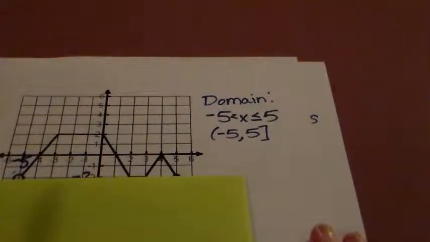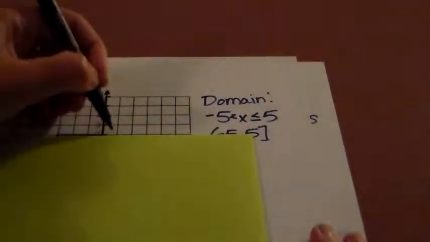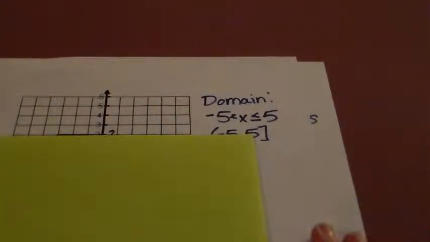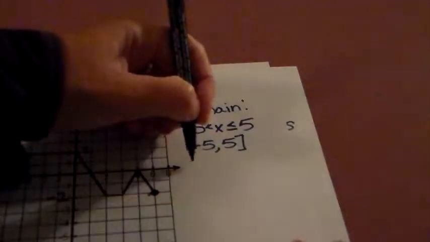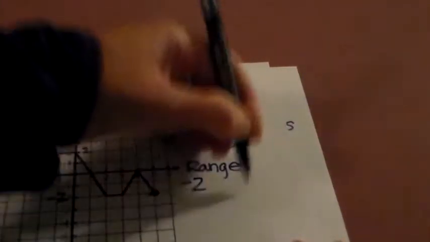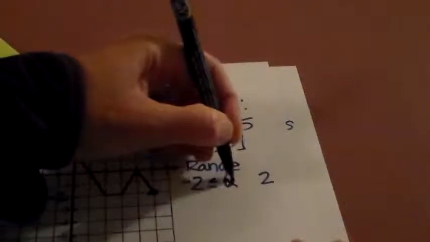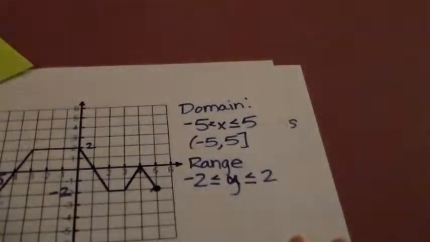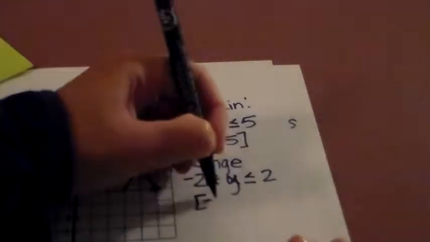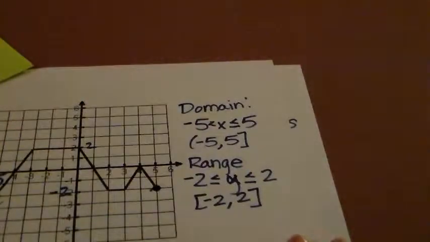So this graph really starts at negative 2, and it goes all the way up, passing the x-axis, and stops at positive 2. So the range of this graph is between negative 2 and positive 2. It can be equal to negative 2. It can be equal to positive 2. And again, writing that with interval notation looks like this. Notice square brackets to demonstrate that it can be equal to negative 2 and can be equal to positive 2.